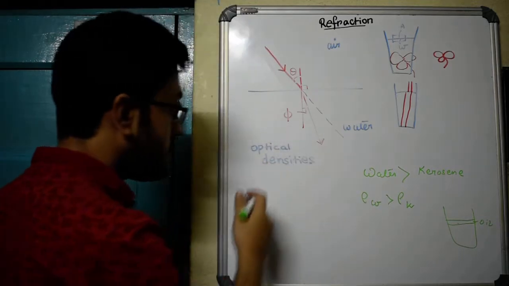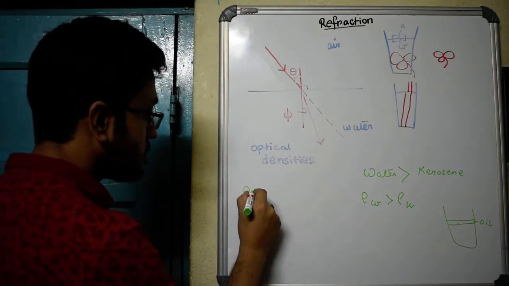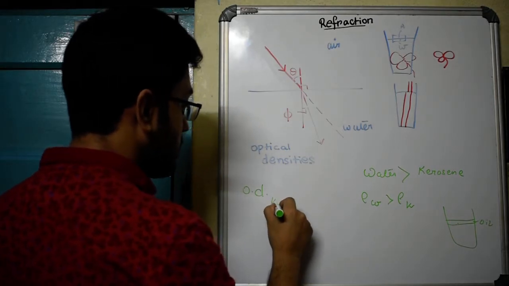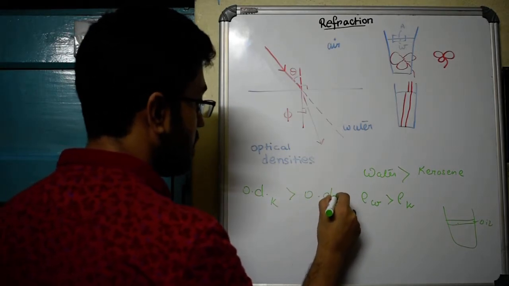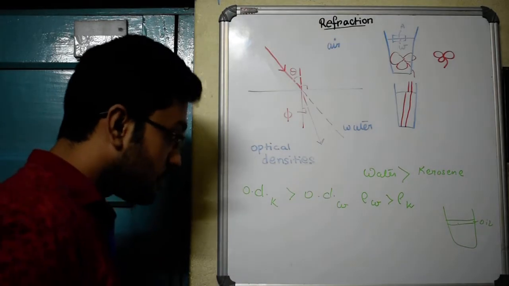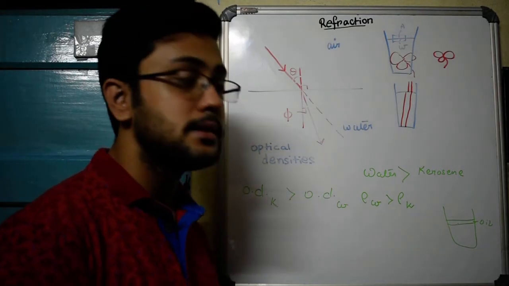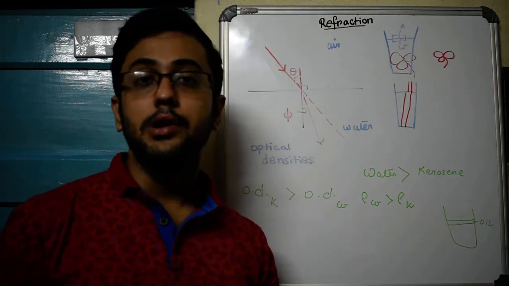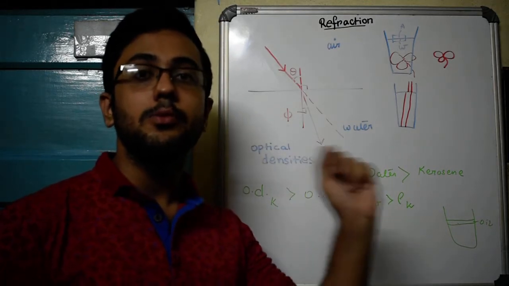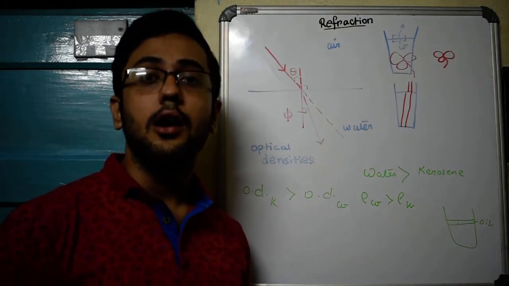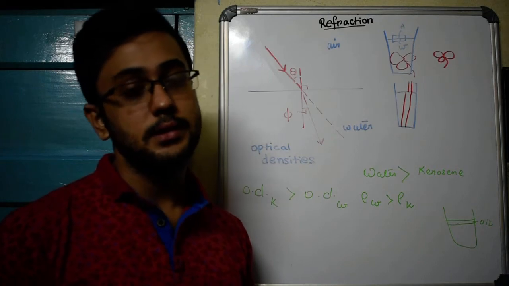But when we come to optical density, let me say optical density is OD, just an abbreviation. Then optical density of kerosene is greater than optical density of water. So when we say density, what do we mean? How do we define it? We say that density is mass per unit volume. So every unit volume of a substance, say 1 centimeter cube or 1 meter cube of a substance, how much matter is contained in it is density.